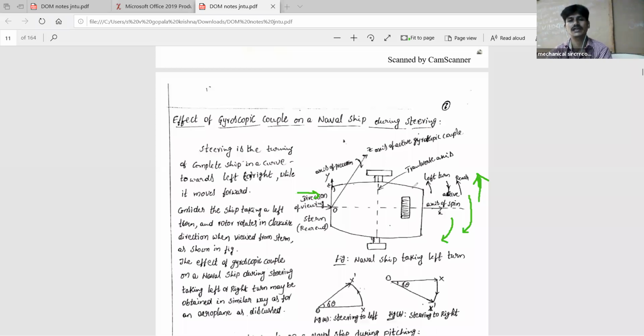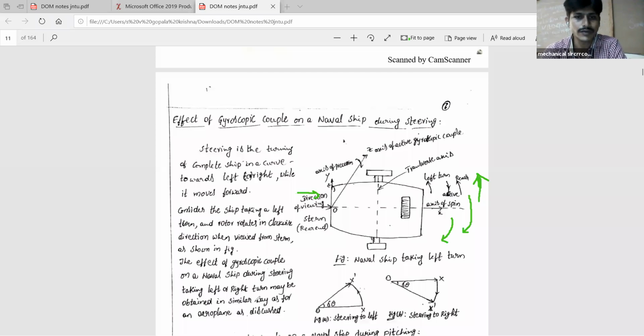Similarly, next time we may also take the anticlockwise conditions: anticlockwise direction with the ship steering to the left, and anticlockwise direction with the ship steering to the right turn. We can simply observe these with the help of vector diagrams also.